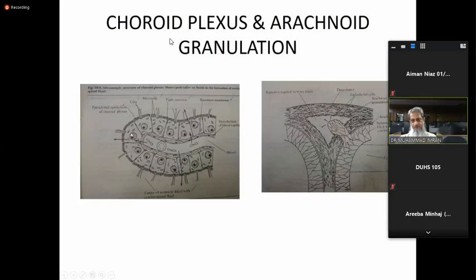This is the pictorial representation of the arachnoid villi and choroid plexus, and we know that the secretory epithelium is cuboidal epithelium. And this is the picture of an arachnoid granulation, going straight into the venous sinuses. And this is the subarachnoid space. From here, the CSF is absorbed into the arachnoid granulation villi and drains into the venous sinuses.